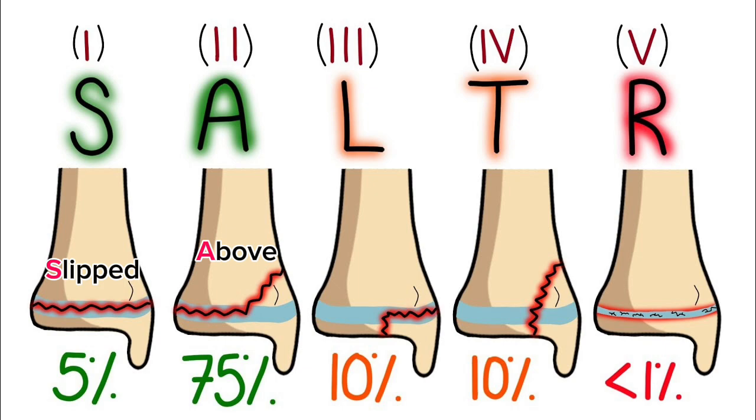I also use this letter to remember that type 2 is the most common one, yes, still above. L for lower or below the physis or the growth plate. T is for through, i.e. through the epiphysis, physis, and metaphysis. R for ruined, i.e. the growth plate is ruined in type 5.